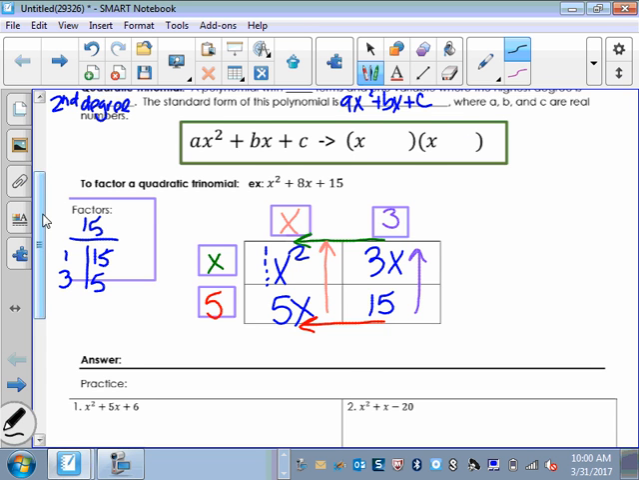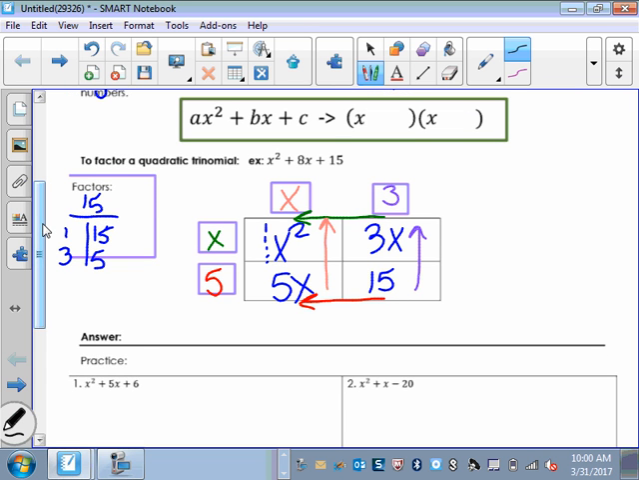parentheses. So your final answer should look something like, if I'm going to look at x and 5, that's actually a positive 5, so it'd be x plus 5, parentheses, the factor up here, which is x and 3, but it's positive 3, so it'll be x plus 3. And that is your final answer.